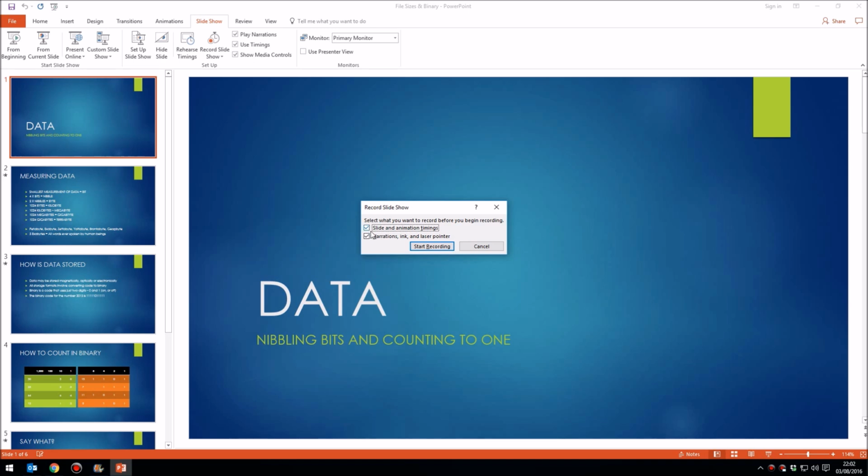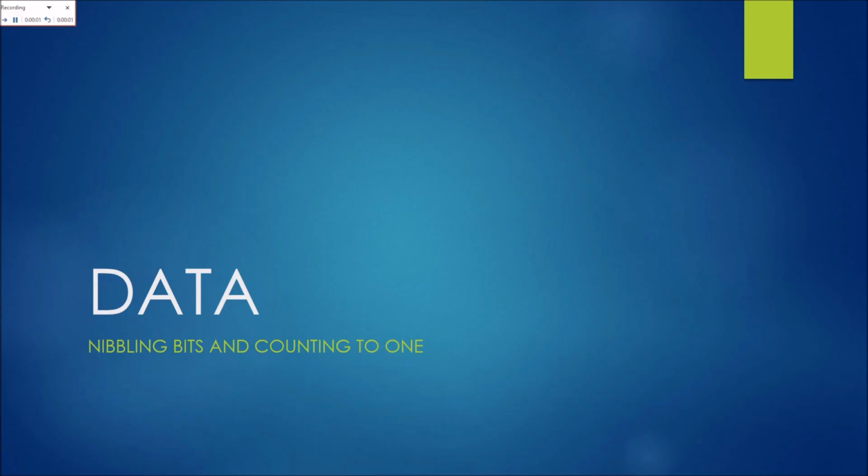So if you don't want to include things like narration or ink and laser pointing, you just want to set up the timing, then untick this box. If you want to include your voice, but you don't want to include the slide and animation timings, untick that box. I'm going to keep both ticked, and normally that's what you'll do. So let's hit start recording. So now we're playing the presentation and we are recording.